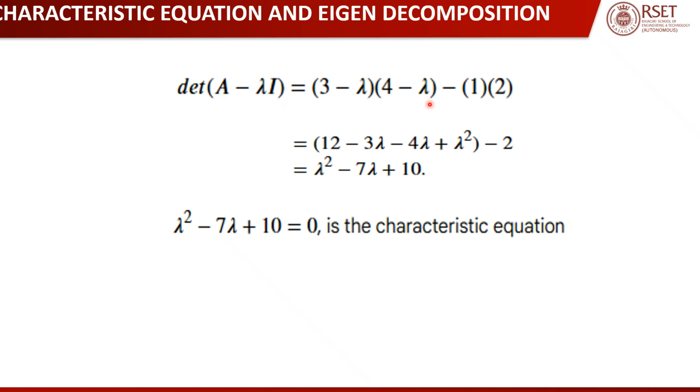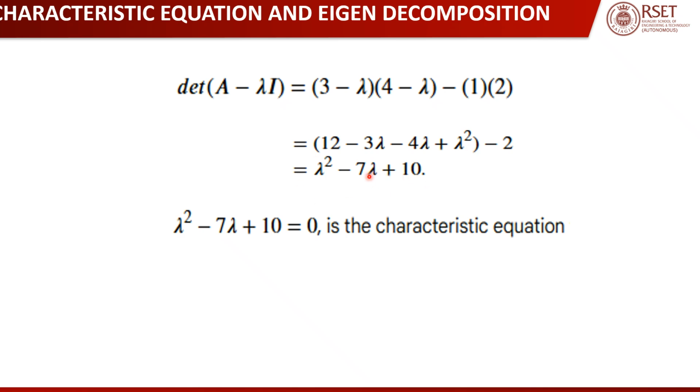While opening the brackets and simplifying this expression, we'll be having 12 minus 3 lambda minus 4 lambda plus lambda square minus 2, and taking this 2 inside of 12, it would be lambda square minus 3 lambda minus 4 lambda will be minus 7 lambda plus 10. So this particular polynomial is called the characteristic equation, and as you can see, it is a second degree polynomial. Since we had a 2 by 2 matrix, we will be having a second degree polynomial.